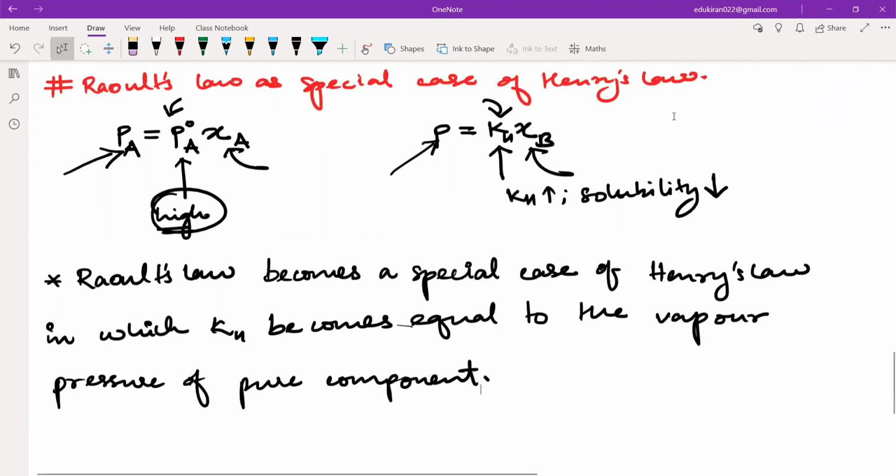Done, guys? Yes or no? Please tell me. Okay. Now, before even writing the topic ideal solution, non-ideal solution, let us understand this. What is ideal and what is non-ideal?